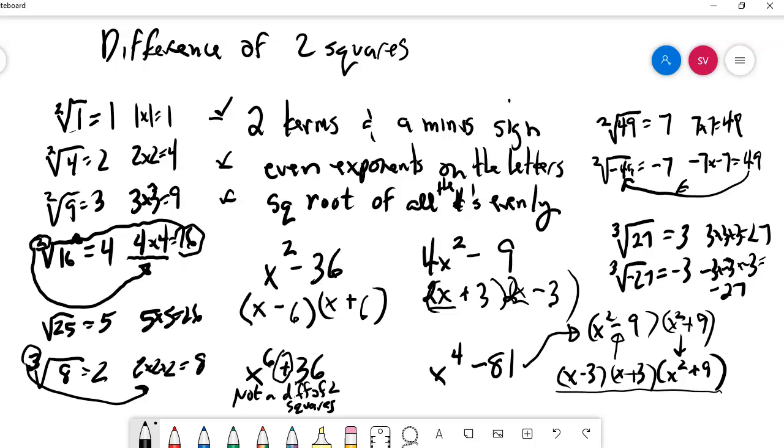So this is how you go about solving difference of 2 squares. Thank you.